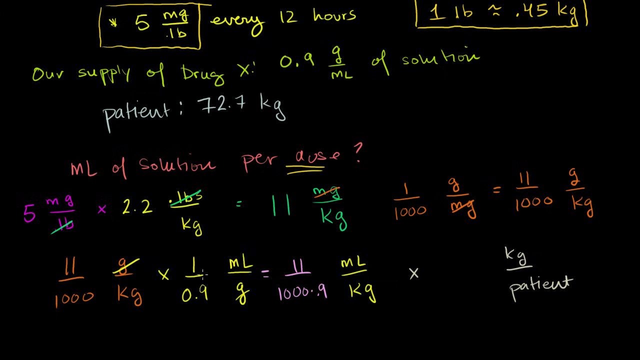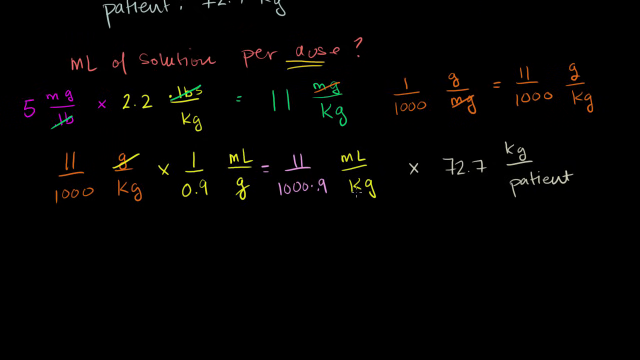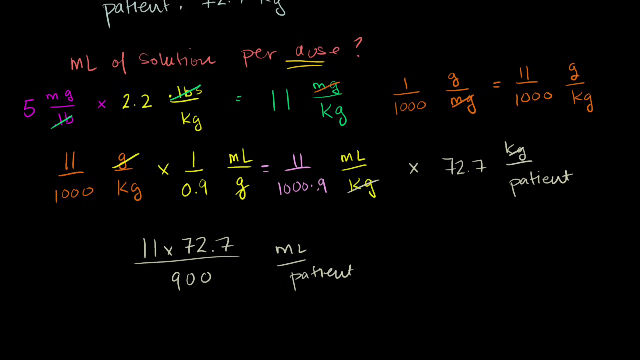But everything we've assumed so far has been per dose. So how many kilograms does a patient weigh? Well, there's 72.7 kilograms per patient. That's how much the patient weighs. So we just do this final multiplication, and we'll be done. So our answer, and notice these two things are going to cancel out. So our final answer is going to be 11 times 72.7 divided by 100 times 0.9, which is pretty easy to figure out. That's 900. Divided by 900 milliliters per patient. Or you could just say milliliters per dose, however you want to say it, per dose per patient.